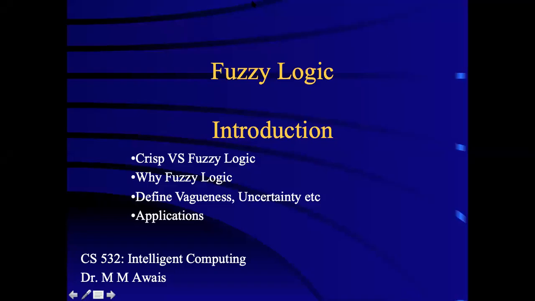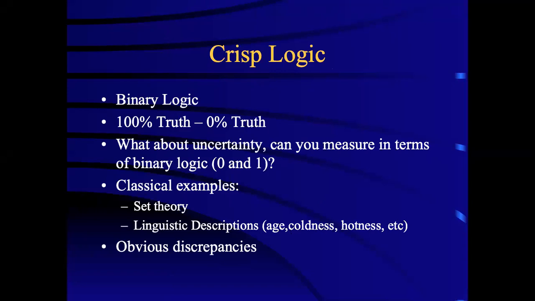So last time we started our discussion on fuzzy logic, and I gave you the basic difference between the fuzzy approach and the crisp approach. So we said that in case of crisp logic, what we have is truth values either at 0% or 100%. And that means that it's primarily a binary logic approach.